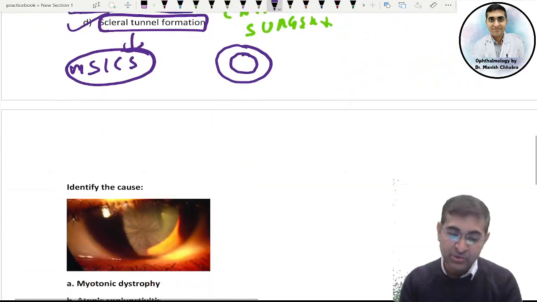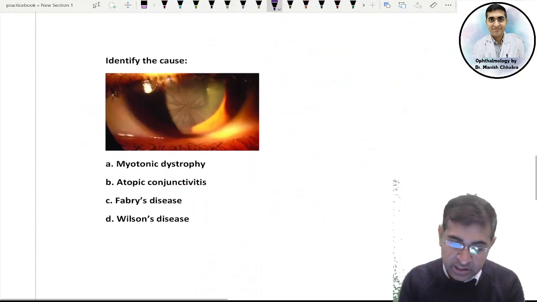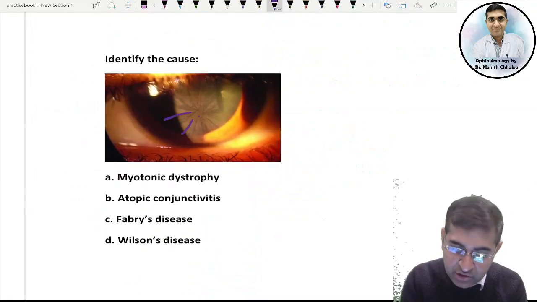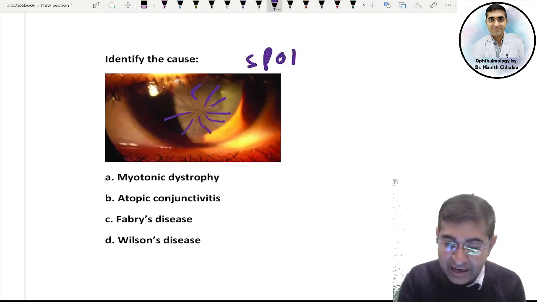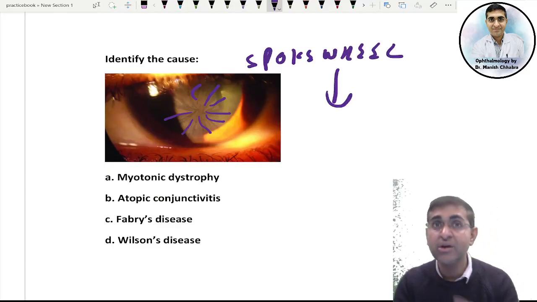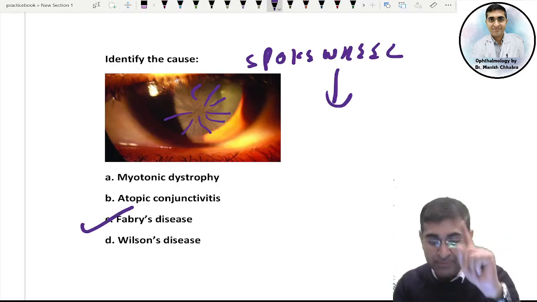All right, so guys, coming over to the last question. So this is identify the cause. What is this? So are you able to appreciate the lines on the lens? Are you able to appreciate? So this is your spoke wheel cataract, hai na? So when I say this is your spoke wheel cataract, so you know which condition is associated with this. It is clear cut, which is Fabry's disease.